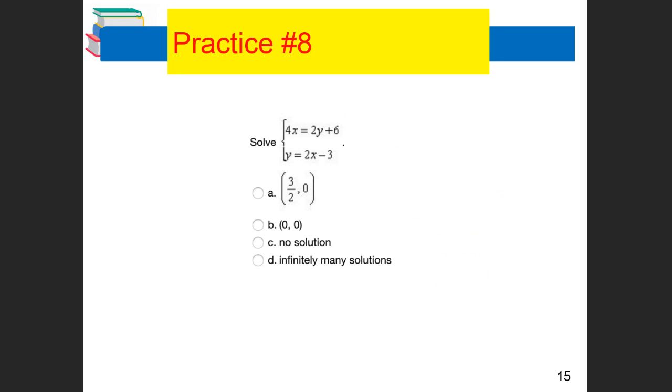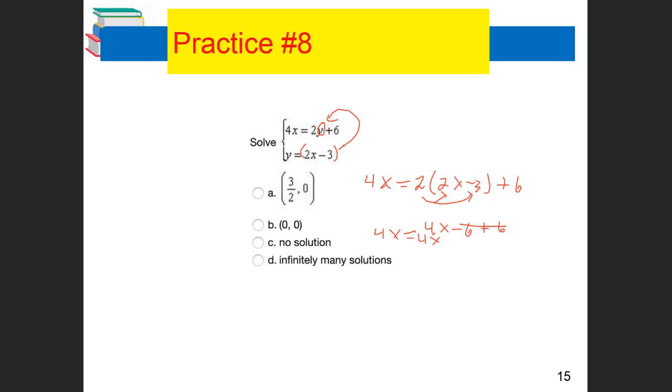Another practice problem. A little bit tougher because my y value is 2x minus 3, but I just plug it in here. I just put 2x minus 3 there. So I've got 4x equals 2 parentheses 2x minus 3 plus 6. Got to solve this, so I'm going to distribute first. That gives me 4x minus 6 plus 6. So those cross off. Uh-oh. 4x equals 4x. Now it's getting a little weird here.